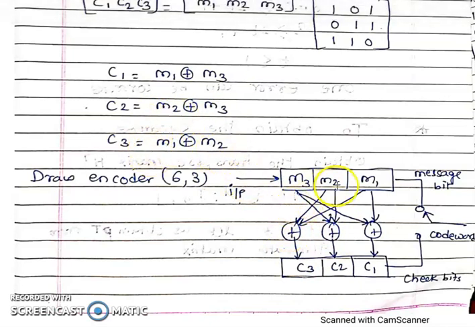Simply, whatever the message bits are there in the equation, according to that I combine the arrows to form the check bits. So M1 and M2 give the equation for C3. The code word goes out as the message bits followed by the check bits. So from the above part we get the message bits followed by the check bits, which is nothing but the encoder diagram of the (6, 3) linear block code.